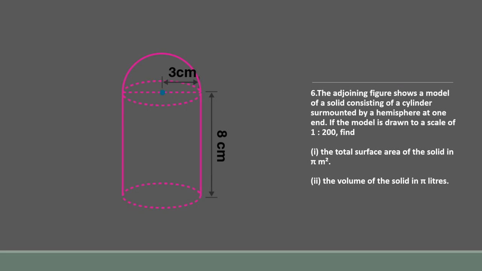The adjoining figure shows a model of a solid consisting of a cylinder surmounted by a hemisphere at one end. Okay, if the model is drawn to a scale of 1 is to 200, find number 1, the total surface area of the solid in pi meter square, and number 2, the volume of the solid in pi liters. So they asked us two things: one is the total surface area of the solid and the other is the volume of the solid. Okay.